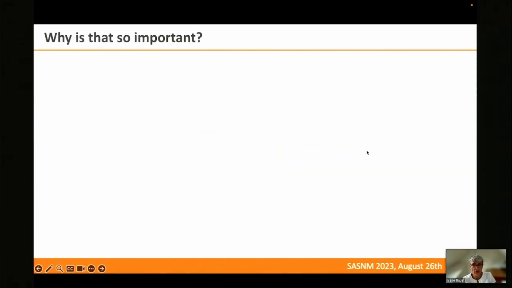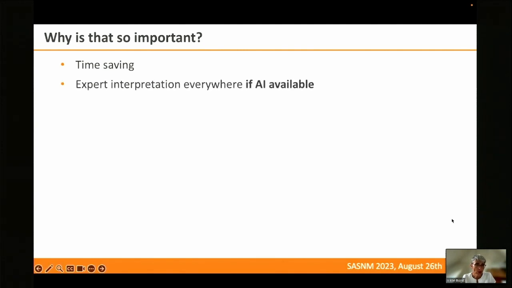This task automation is also very important. First, it will allow to save a lot of time, which might be extremely useful given the staff shortage affecting many hospitals. Second, this will allow for expert interpretation of images anywhere where these AI-based interpretation tools are deployed, even in centers where there is not a huge expertise in certain pathology.